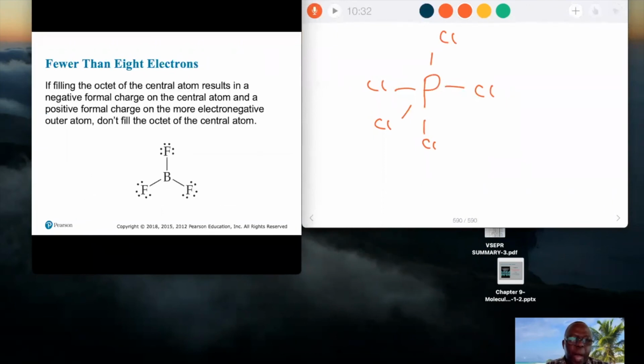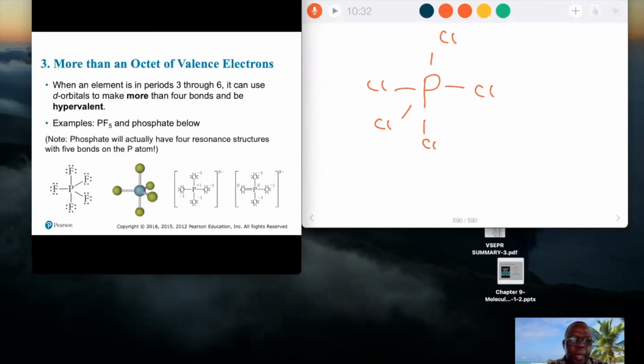And for the expanded one with more than 8, if a compound contains a central atom on row 3 and below, it has 3d sublevels which can accommodate more electrons. Looking at the 2 structures here, formal charges have been assigned so that you can tell which one is the most plausible. The most important thing here is expanded.